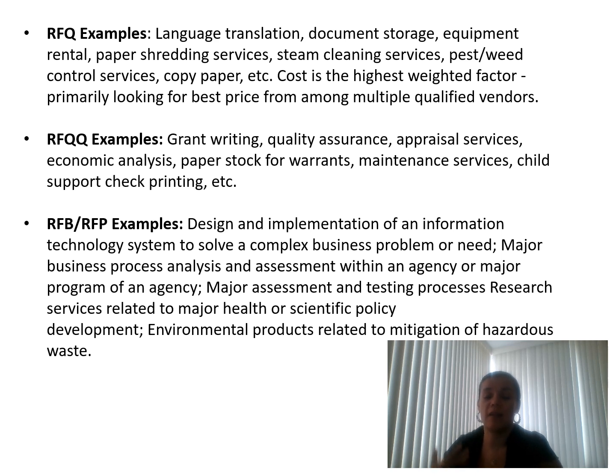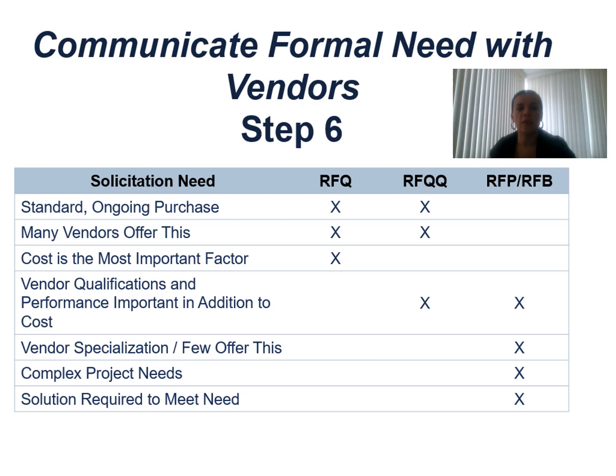At the end, you can have an idea of the different process that you would need to use for a specific document or process of communication. So this chart is very good to understand better what I just stated. You have here the solicitation need: request for quotation, request for quotation and qualification, request for proposal, request for bid. In case there are standard and ongoing purchases and many vendors offer this, you go through the first 2. Cost is the most important factor, so you need to send a request for quotation.